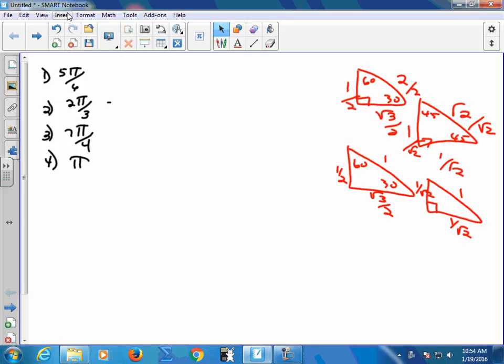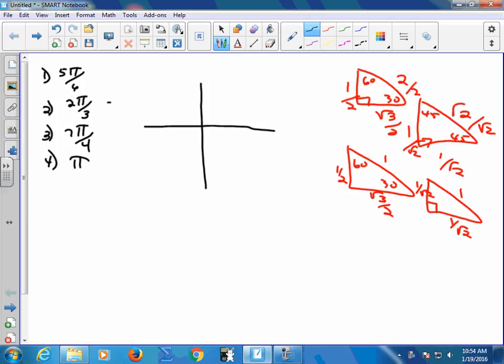When we ask for your exact values, it means you're not going to pick up your calculator. You're going to find where the quadrant is, draw the triangle, and use your special triangle. It doesn't matter to me which triangle you use, whether it has a radius of 2, of 10, of 1, whichever one you're familiar with.